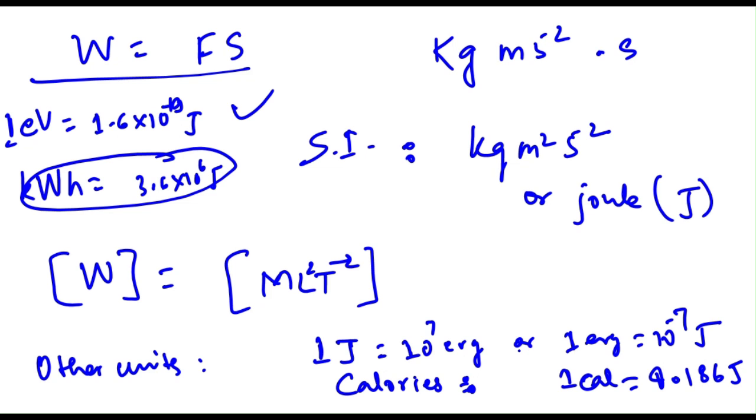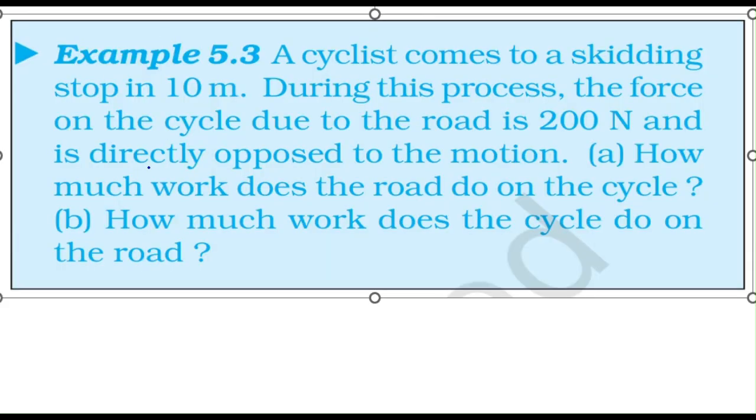So we have obtained the dimensional formula, we have obtained the SI unit. Now we are going to end our discussion with another example. Let's take this example. We have a question: a cyclist comes to a skidding stop in 10 meter, and during this process the force on the cycle due to the road is 200 newton.